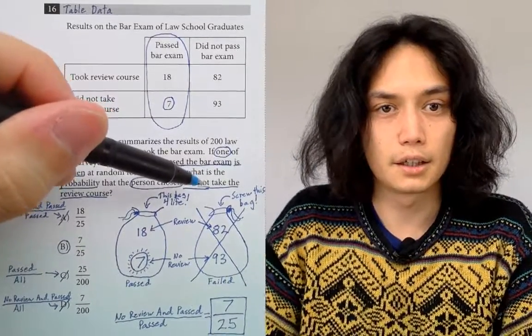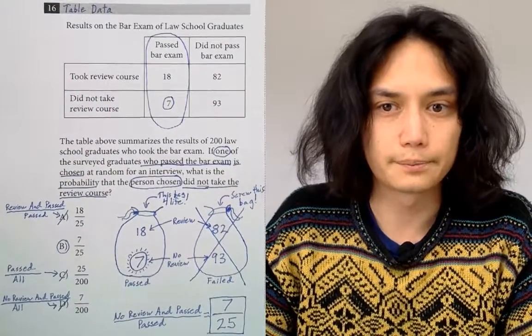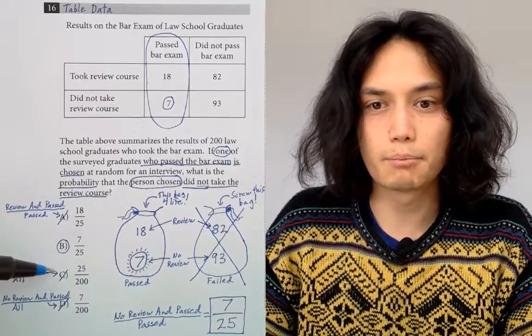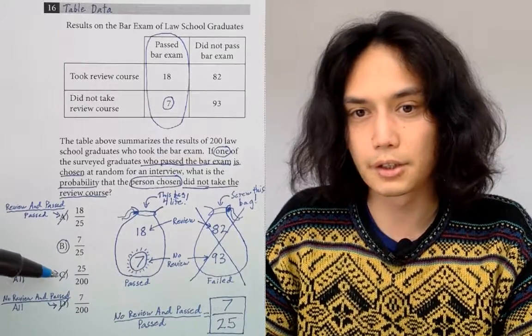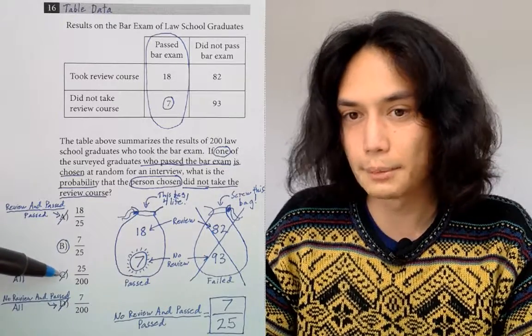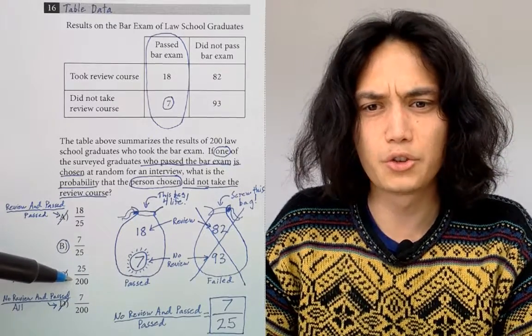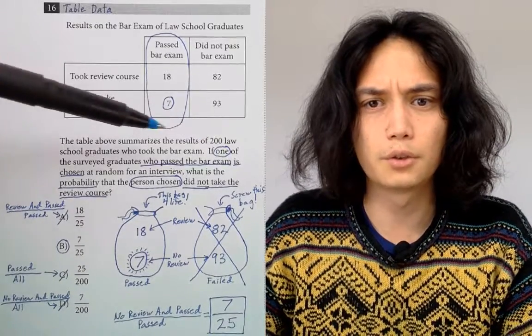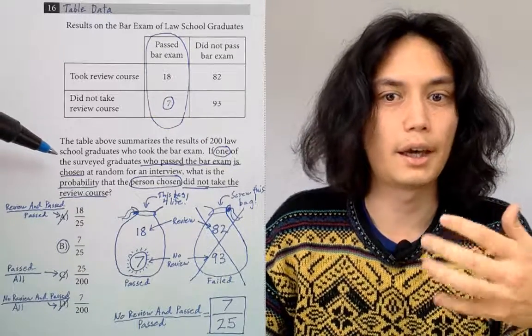This is to say you need to do some close reading. All right, answer choice C. Here, both the numerator and denominator are different. Here, the denominator is 200, and where do we recognize that number from? Well, that's the total number of law school graduates who took the exam at all.